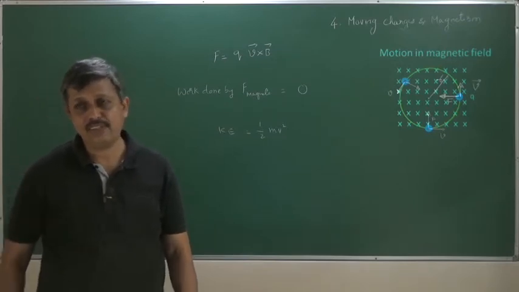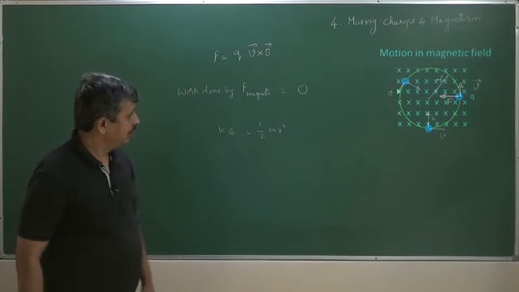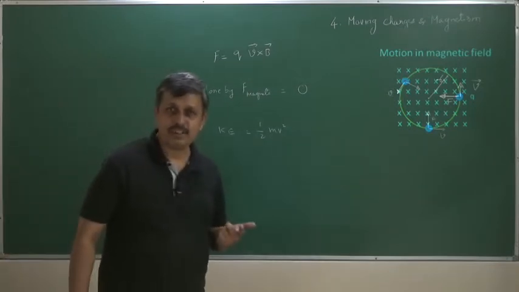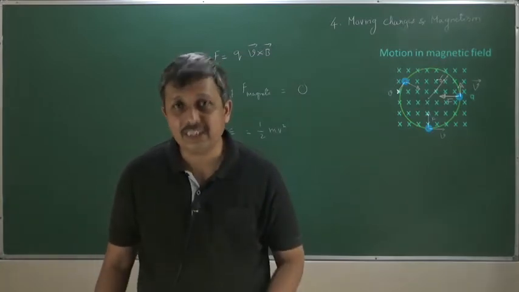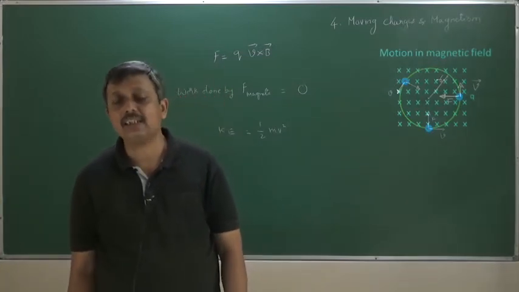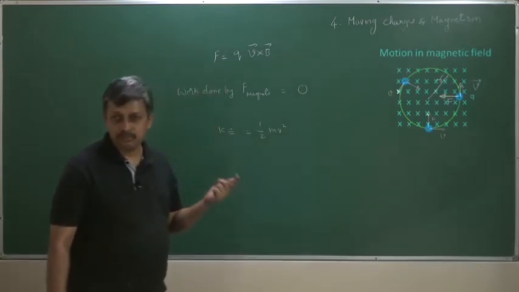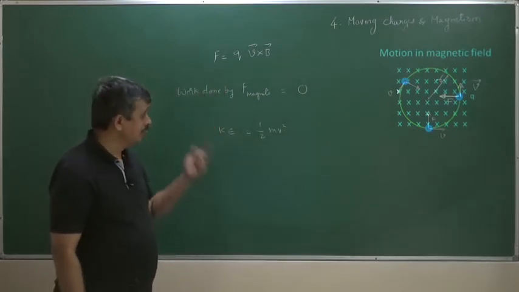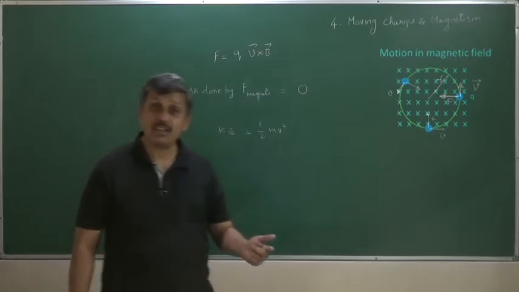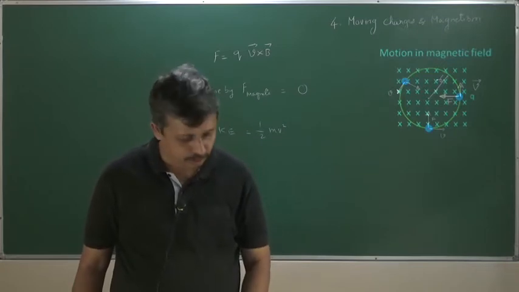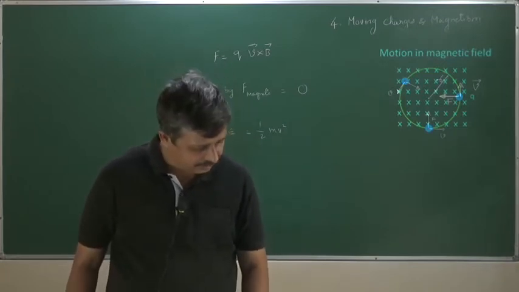So whenever you have a magnetic field, it is causing the moving particle to experience a force. That force never does any work on the particle. That we have to understand. So it is always going in a circle.